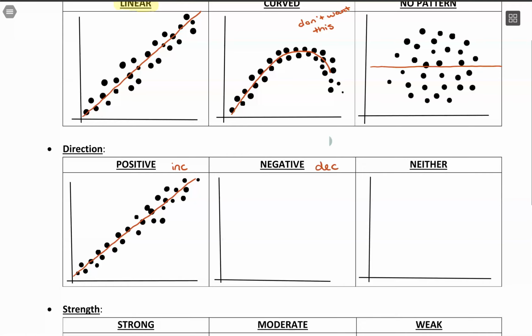Negative data would have a decreasing trend. So what would happen is we'd have our data start up here, and then overall it would go down, something like this. So if we fit a line to this data, if we found the slope of that line, we'd have a negative slope. And then for neither, it's the same case as up above with just the blob of data. It's not really going positive or negative. It's that flat line coming through.